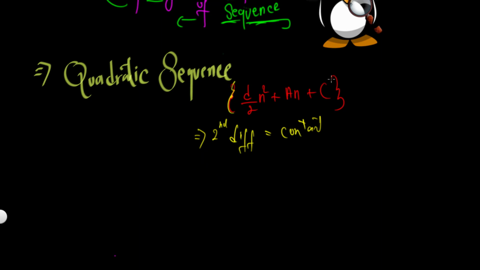Quadratic sequences are generally in the form d/2 n squared plus an plus c, where n is your nth term, whichever the term is, first, second, third, fourth. D is the constant difference between consecutive terms, and a and c are variables that you need to figure out to find the nth term formula.